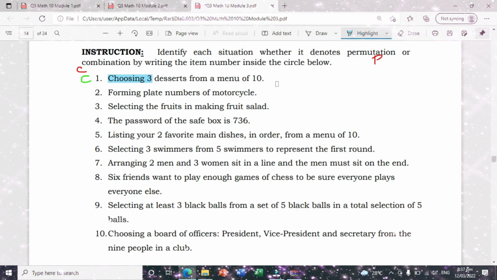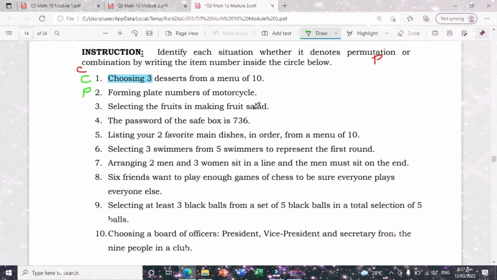Next, forming plate numbers of motorcycle. Ang order man ito is important. Kung i-jumble mo ba yung mga numbers sa plate number, pareho pa rin ba yung meaning? Okay, hindi, no? So it would mean different things. So order is important, therefore this item is an example of permutation.